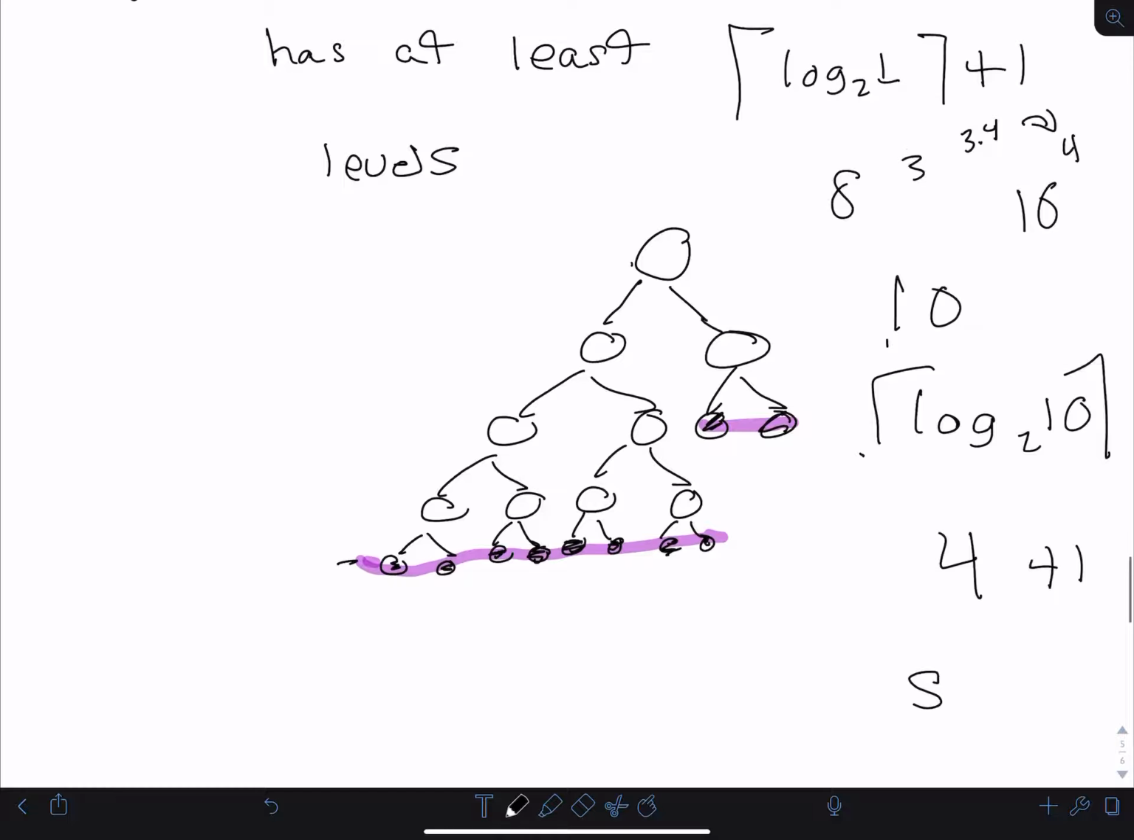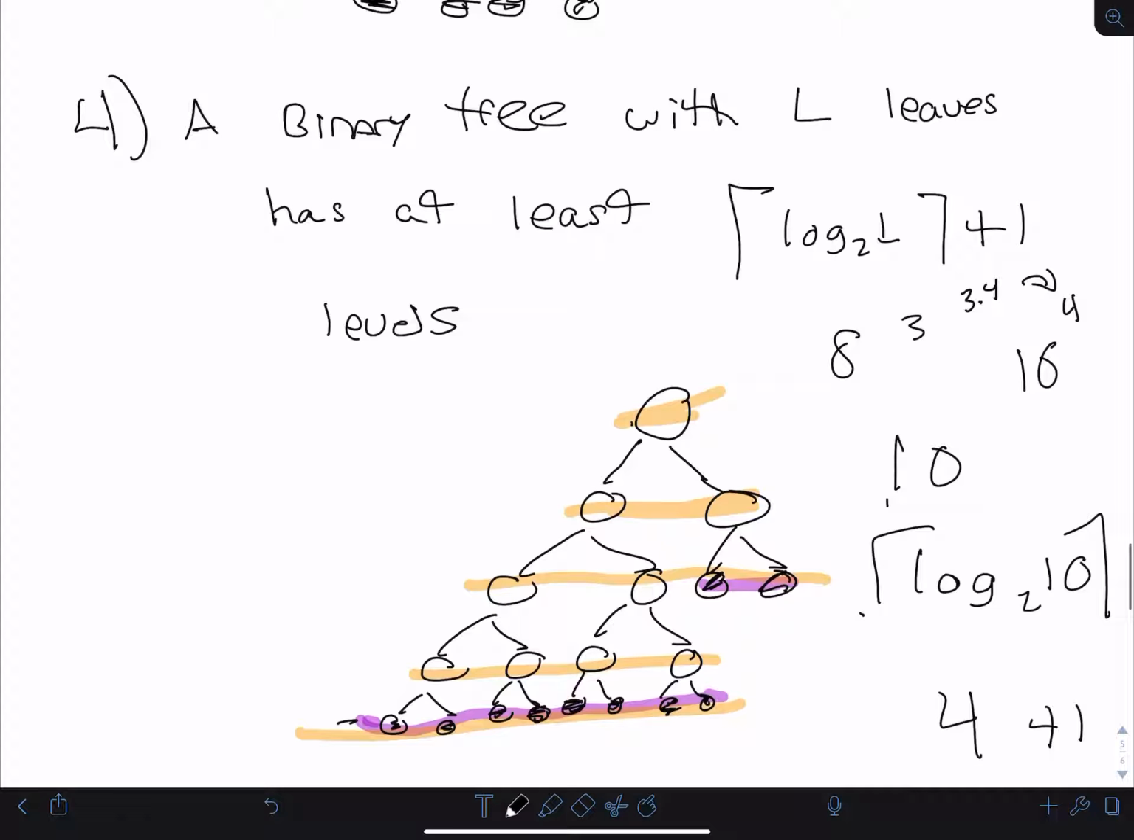How many levels do we have here? We have 1, 2, 3, 4, 5. That's right. So we're actually at the minimum, right? We're at the least amount of levels. Is it possible to make this with 4 levels? Well, we could move 4 of these. We could move those here, but we've got 4 more. So it's impossible. So there we go.